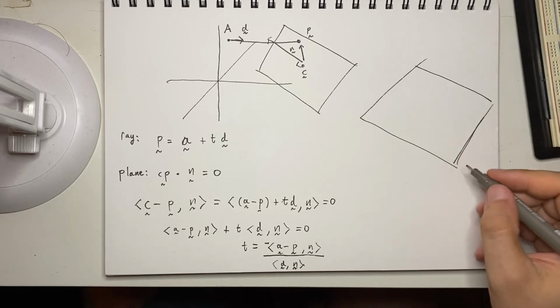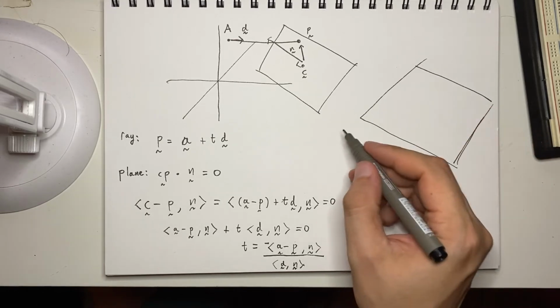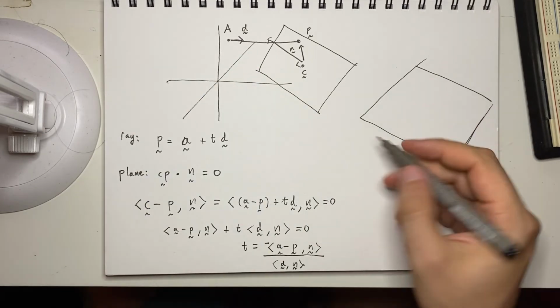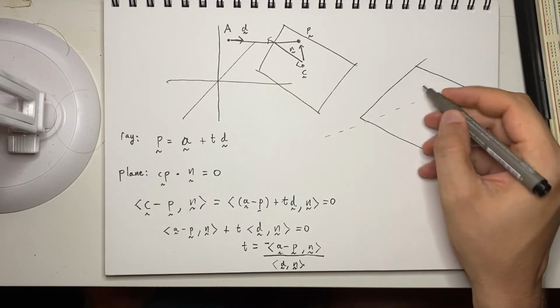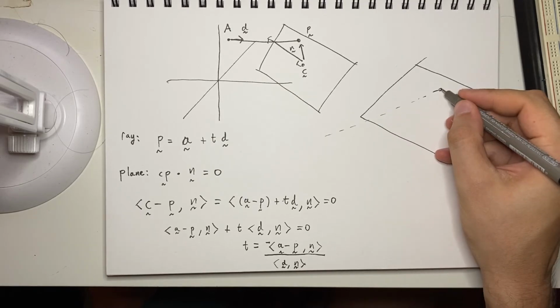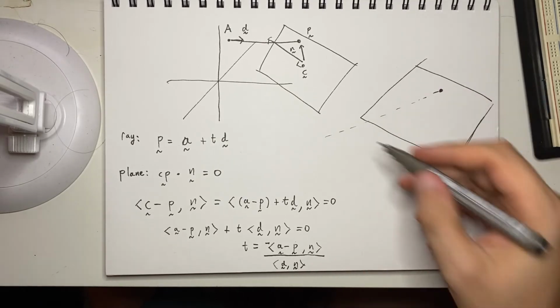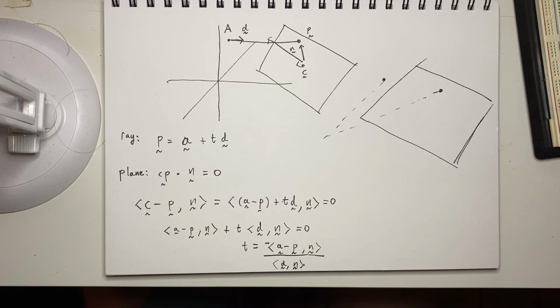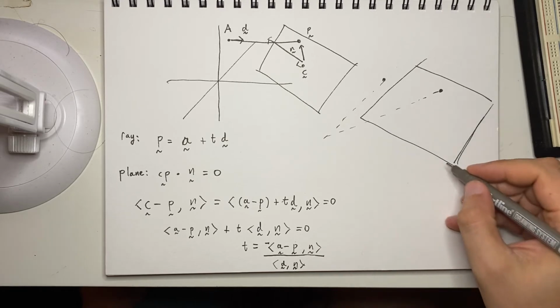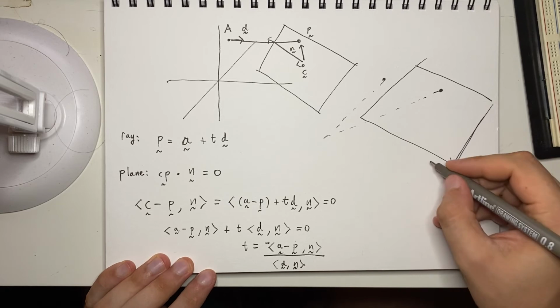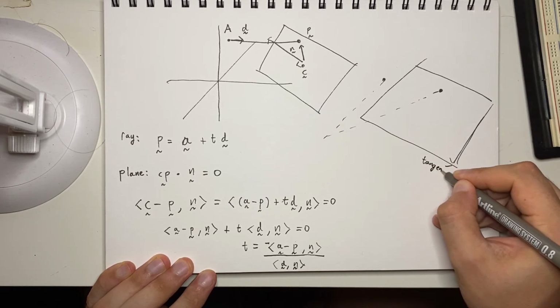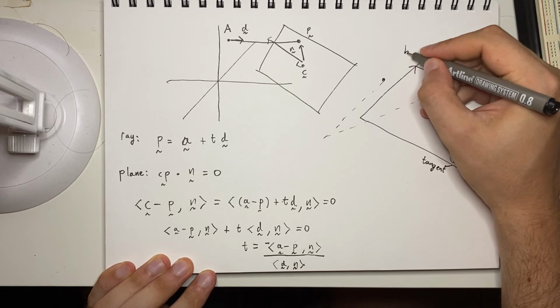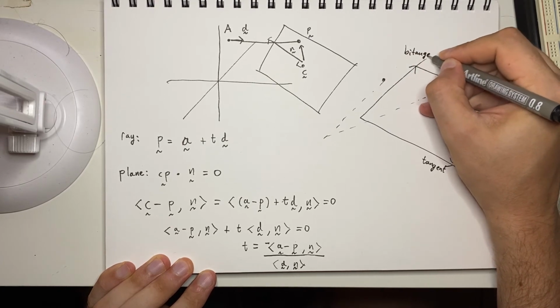So what do we have? Our ray shoots across and hits at some point. But another ray could shoot across and hit outside the plane. So how do we know whether a ray is hitting a plane inside its constraints or not? Well, for that, we have two important vectors. We have a tangent and a bitangent. And then we have the center of the plane.